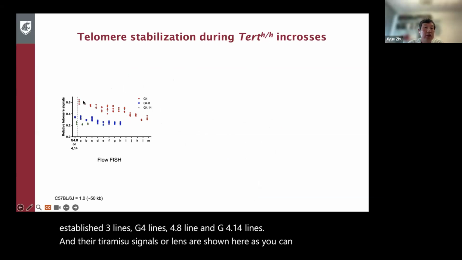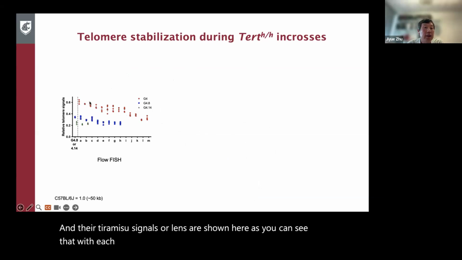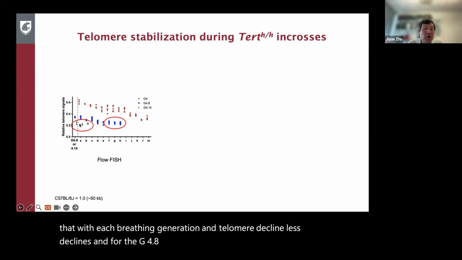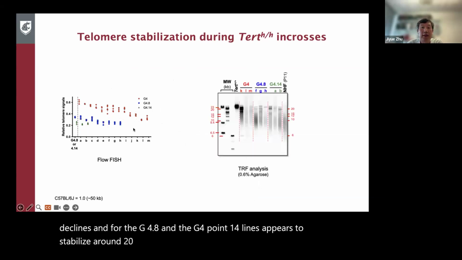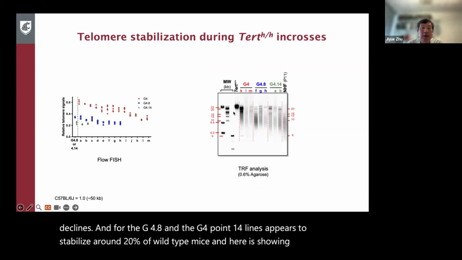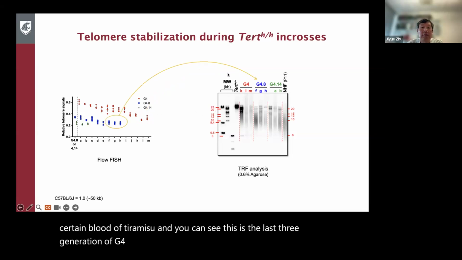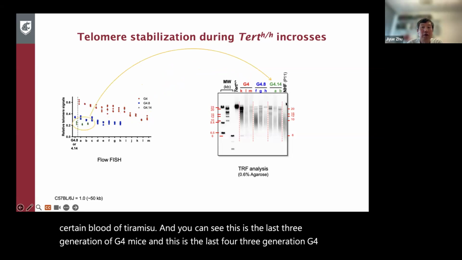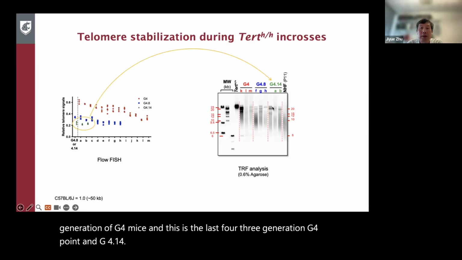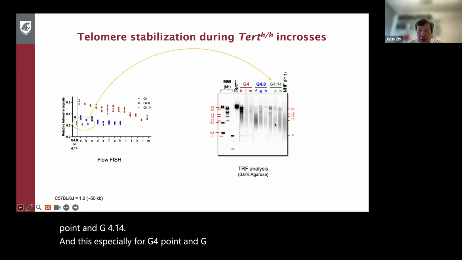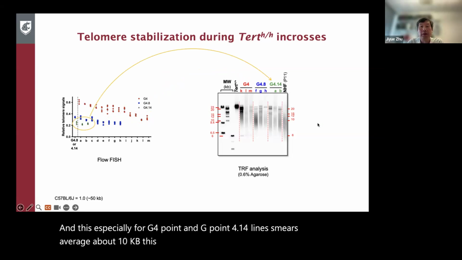As you can see, with each breeding generation, telomere length declines. And for the G4.8 and the G4.14 lines, telomere appears to stabilize around 20% of wild-type mice. And here is the Southern blot of telomere. You can see this is the last 3 generations of G4 mice, and this is the last 3 generations of G4.8 and G4.14. Especially for G4.8 and G4.14 lines, the telomere smears average about 10 kb. This is very similar to the human telomeres.